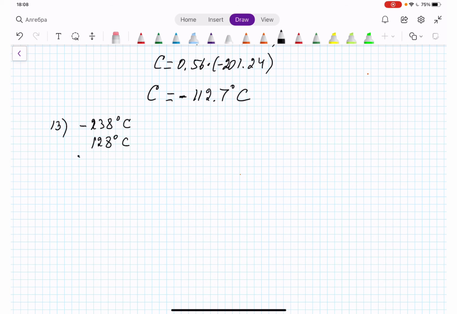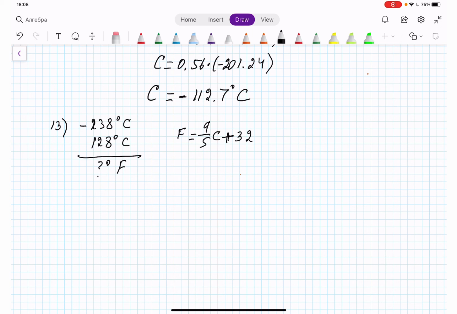Okay, we need to find out the question mark degrees Fahrenheit. So we are going to use the formula for Fahrenheit: F is equal to 9 over 5 Celsius plus 32.